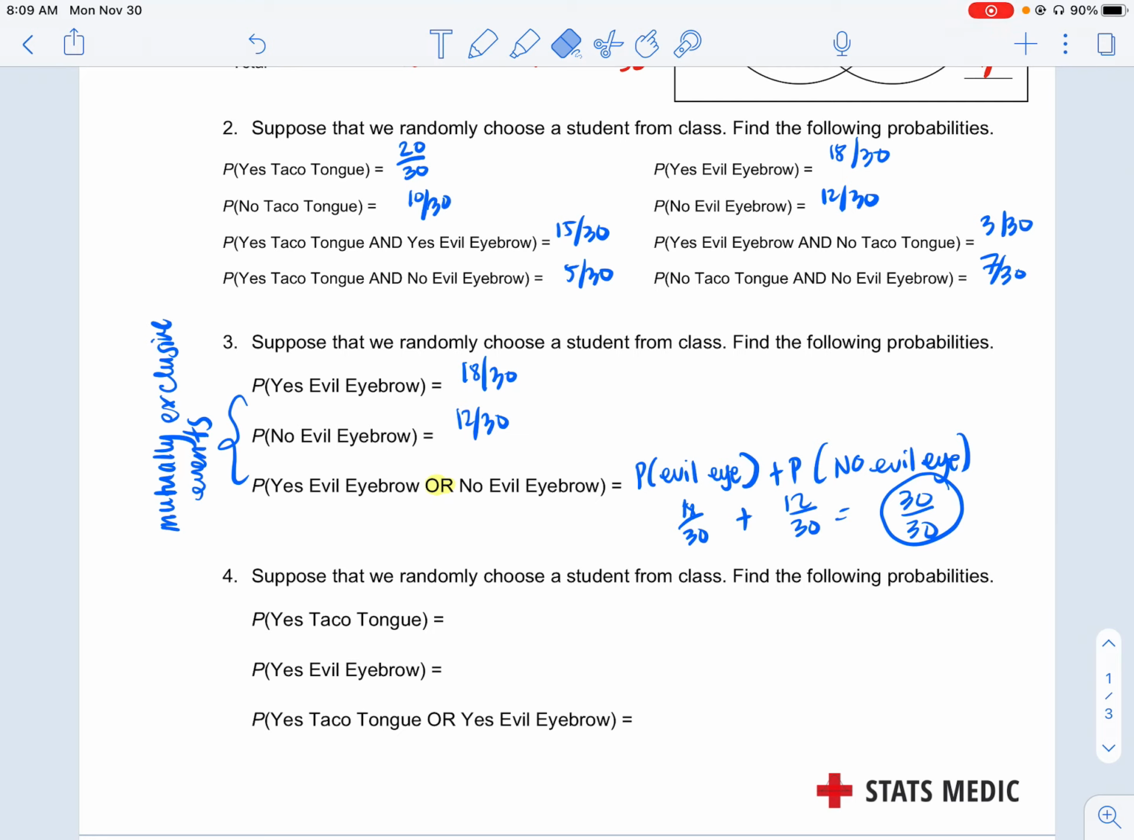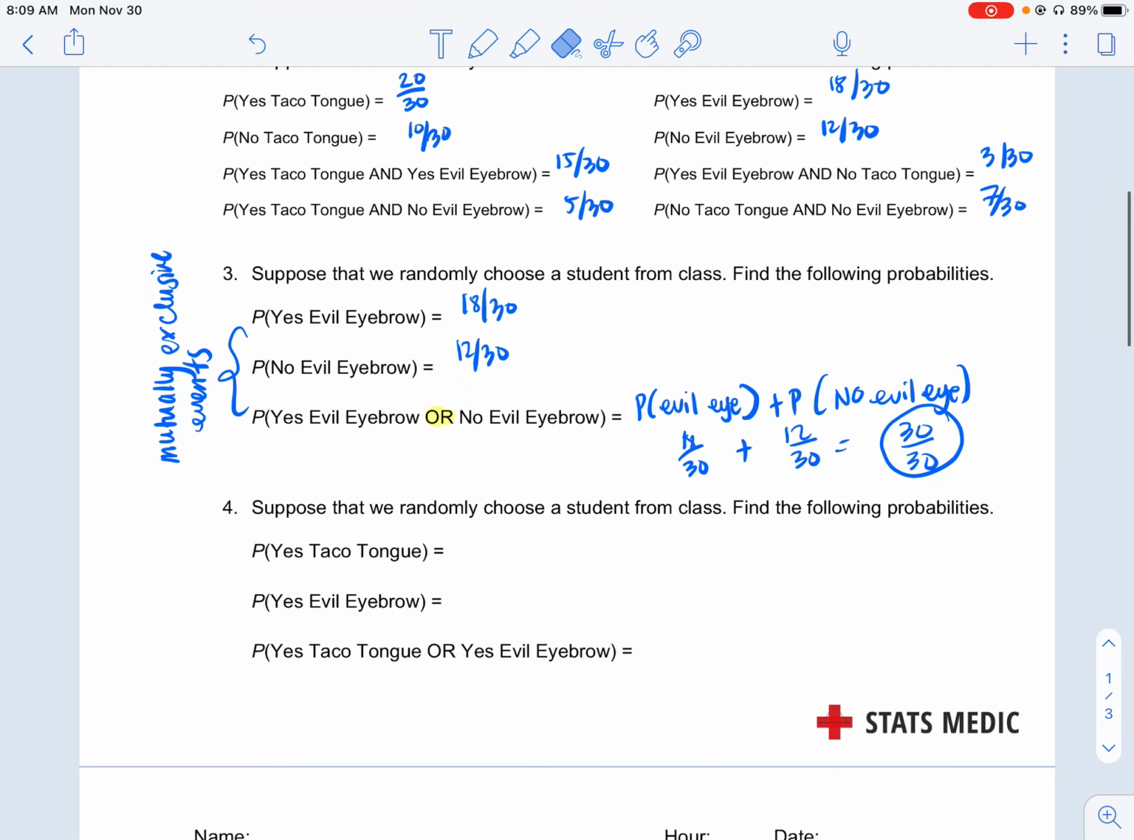Number 3 is a mutually exclusive event because these are the events that cannot happen together. Because it says, can you do an evil eyebrow and at the same time not evil eyebrow? That doesn't make sense, right? So these are the events that cannot happen together.